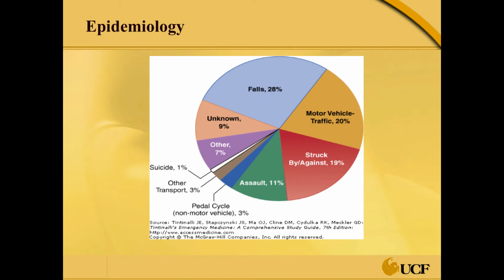The epidemiology, we can see this is an older source now. I think this is a 2011 source, but I bet it hasn't changed very much. I probably need to update that. But anyway, you can see falls 28%, motor vehicle traffic, struck by or against a car or another vehicle, assault 11%, unknown, suicide 1%. These are all the leading causes of head injury.